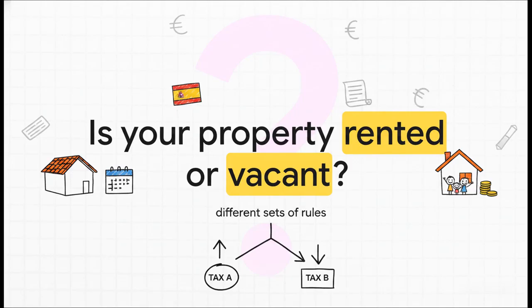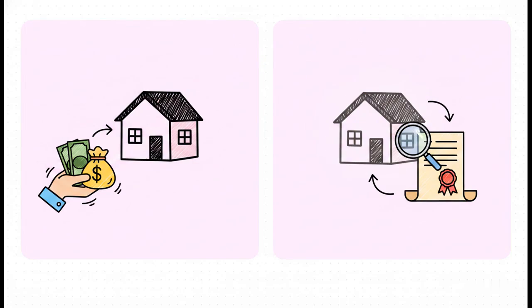So the absolute first thing you have to ask yourself is simple but incredibly critical. Is your property rented out or is it vacant? Because your answer to this one question completely dictates your tax reality. There's definitely no one-size-fits-all approach here. It's a massive fork in the road.